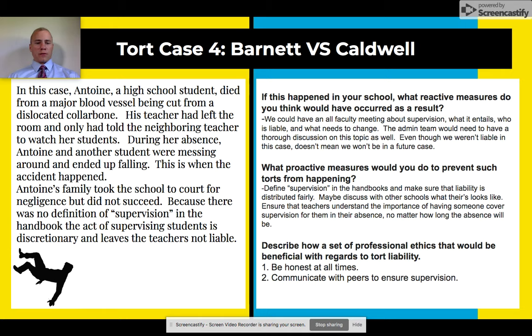Antoine's family went to court for negligence but didn't succeed, basically because there was no definition of supervision or supervising in the handbook. So that's kind of wild.